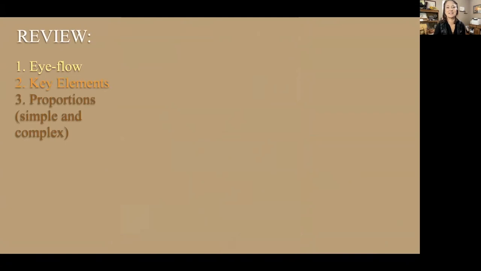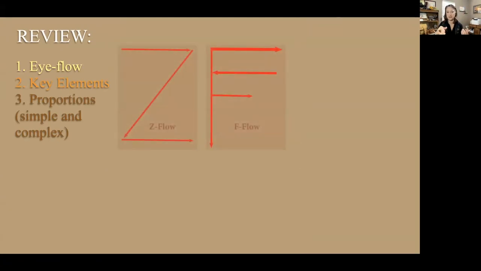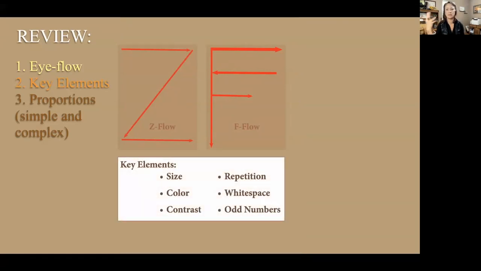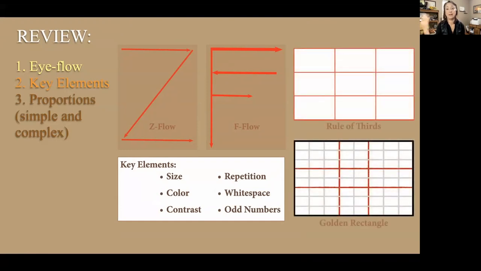Now let's review and recap these three things that are very useful. Remember eye flow, the Z thing and the F, how the eye likes to move on a page and process information. Remember key elements: size, color, contrast, repetition, white space, and odd numbers. And then our simple rule of thirds or the very complex golden rectangle.